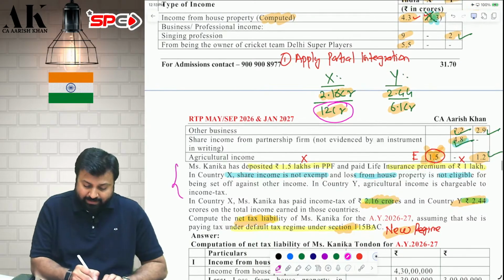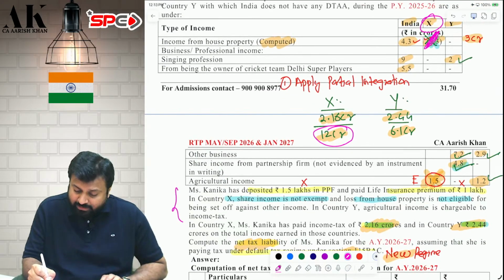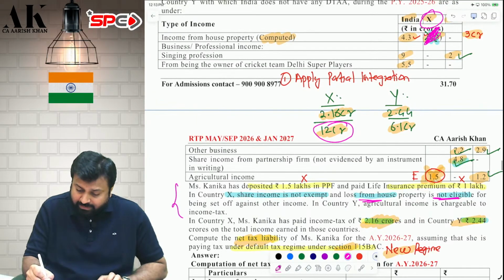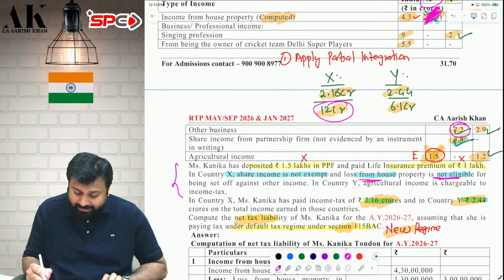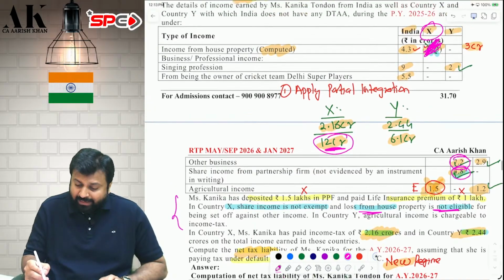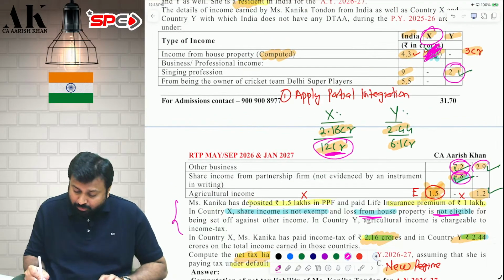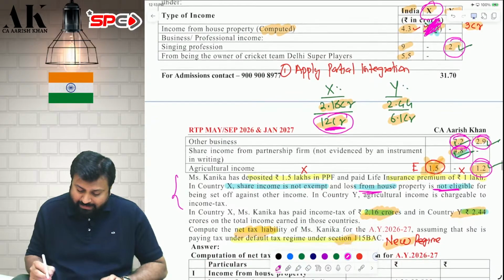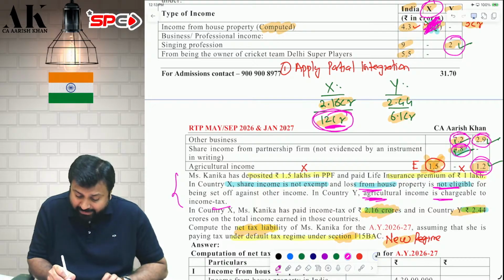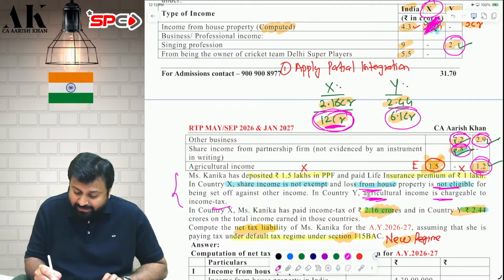By reading this paragraph. In country X, this loss is not allowed. See, in country X, it is written over here. Loss from house property is not allowed. Therefore, this loss will not be allowed to set off. In country X, this 7.2 crore is taxable. This 4.8 crore is also taxable. Therefore, in country X, 12 crore is taxable. Similarly, in country Y, this 2 crore is taxable, this 2.9 crore is taxable, and even agriculture income is taxable in country Y. Check. In country Y, agriculture income is taxable. Therefore, the total income of country X is 12 crore and the total income of country Y is 6.1 crore.